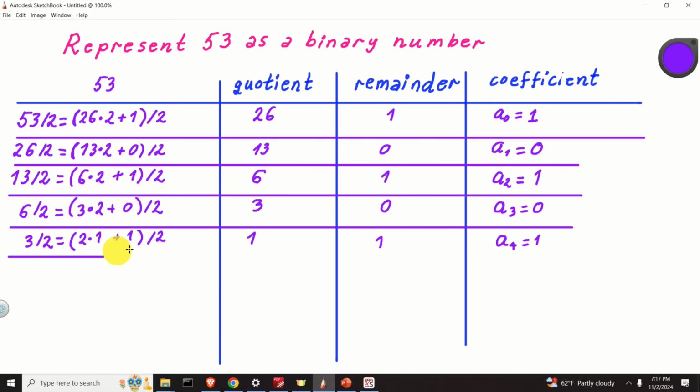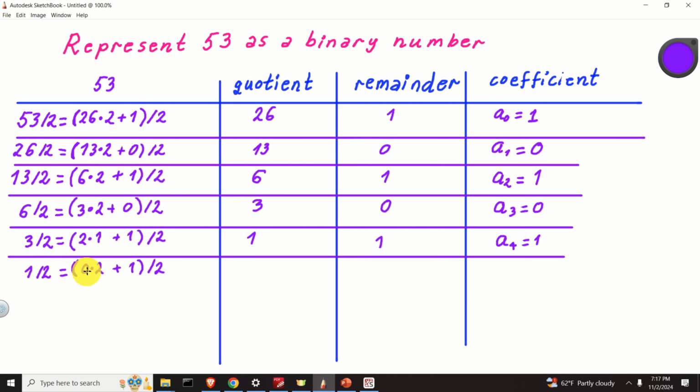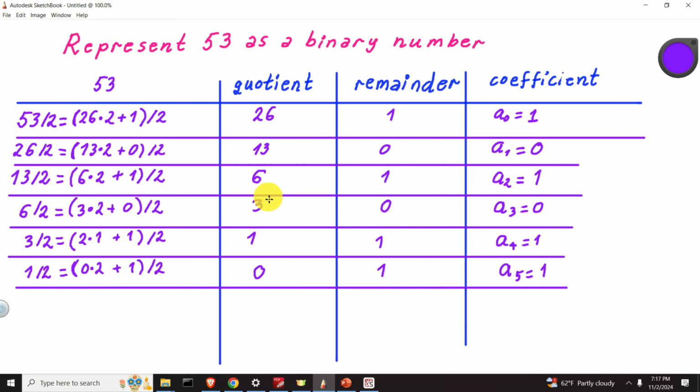And let's obtain the final row. Let's see. Over here the quotient is 1. 1 divided by 2 is equal to, let's see, that's 0 multiplying 2 plus 1, everything divided by 2. From here we can see that the quotient is obviously 0, remainder is 1, and the coefficient A5 is equal to 1. And that's it. We completed the procedure since the quotient is 0.